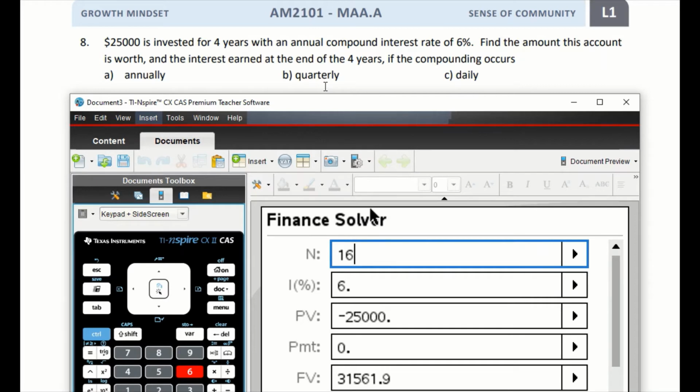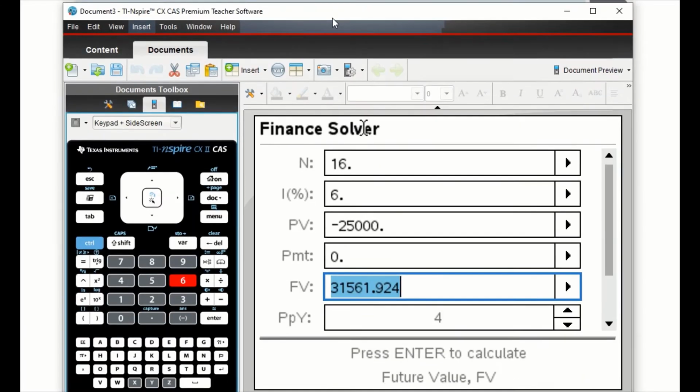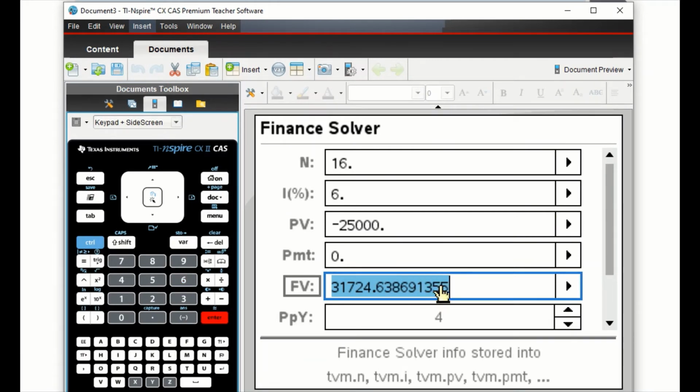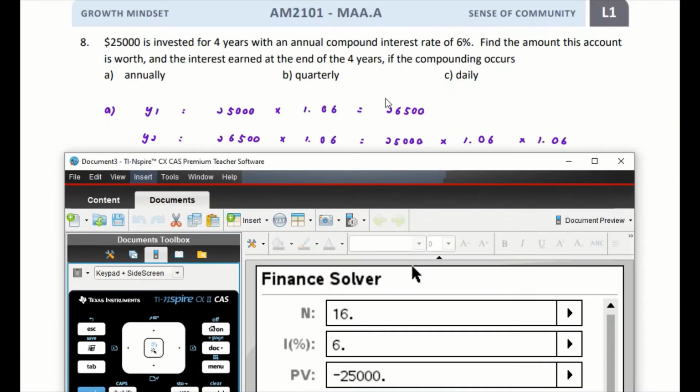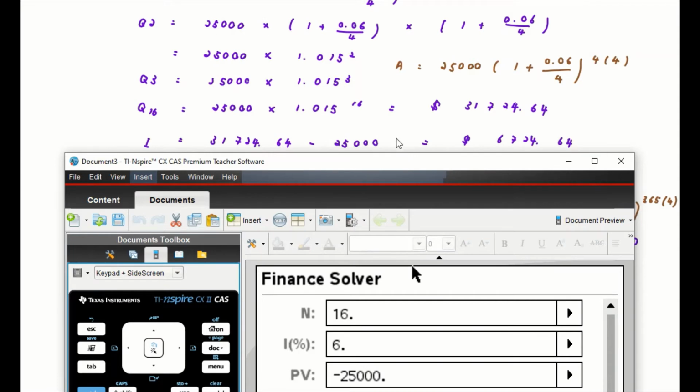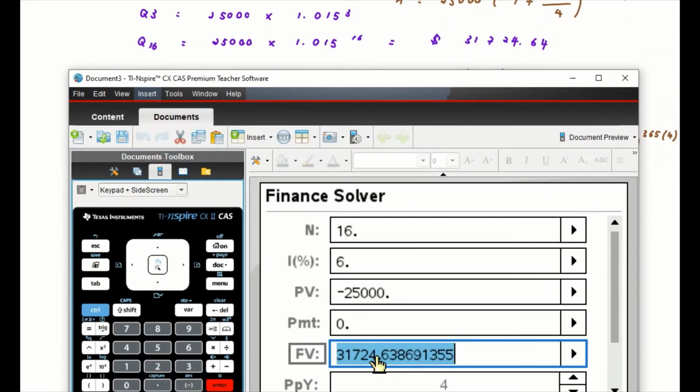Alright, then the I here is still the same, PV is still the same. Then after that, when you move on to FV, you can press enter. Then you'll be able to see the value change. So when you try to check our answer in B, you realize that the answer is the same as well. 31724.64. So that's why the calculation is correct.